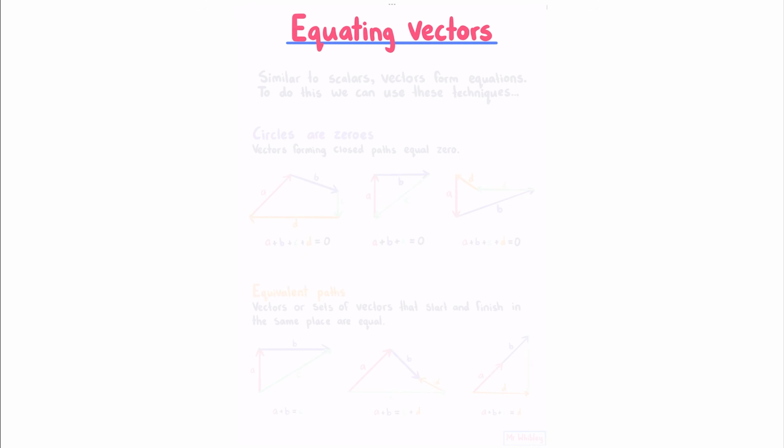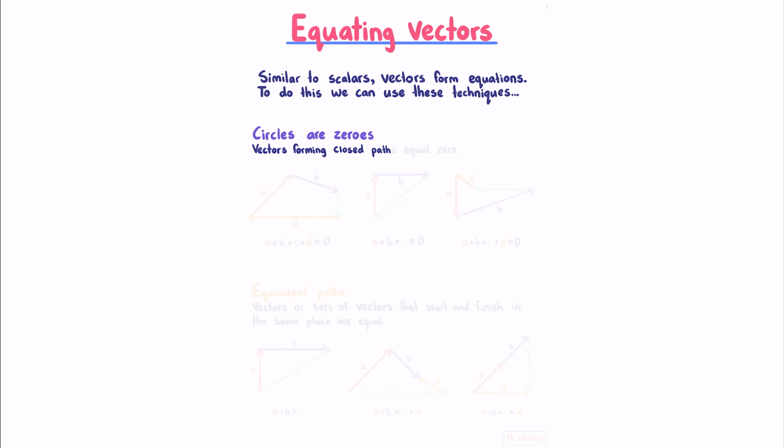Equating vectors. Similar to scalars, vectors form equations. To do this, we can use these techniques. Circles are zeros, meaning that vectors forming closed paths equal 0. For example, if we had the vectors a plus b plus c plus d, these all form a closed path, meaning that the path returns on itself, and so the sum of these vectors is 0.